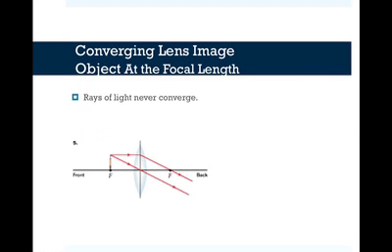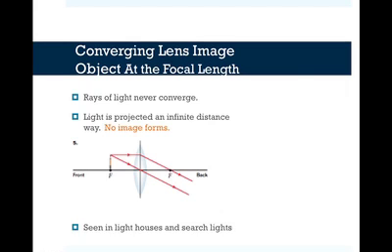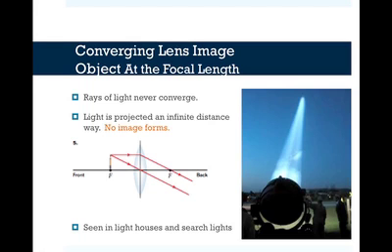And then at the focal length, you get these rays of light that never converge. Again, not a super applicable distance for using a converging lens, except for things like searchlights. If you're thinking of the bat signal, that's a pretty good example, but not often used in everyday life.